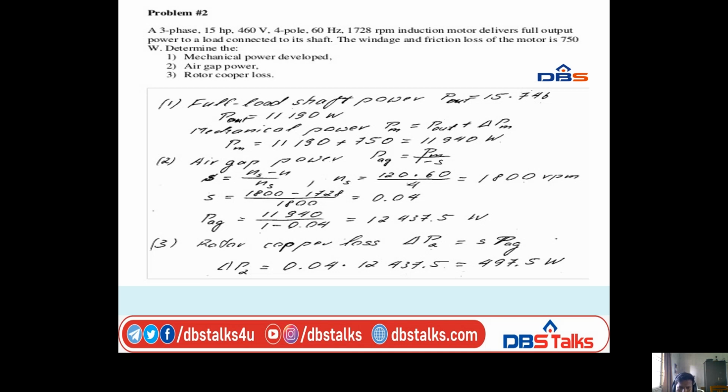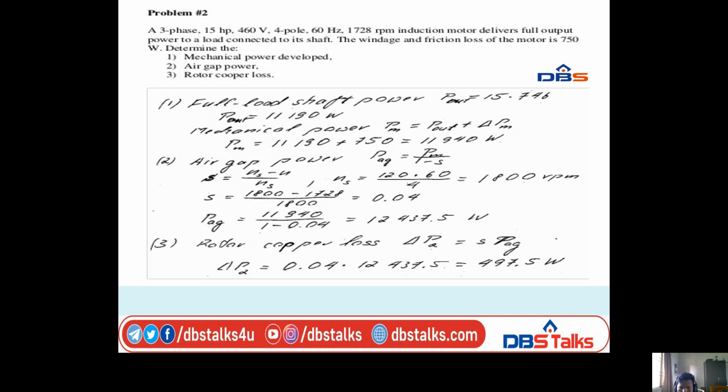A 3-phase 15 HP 460 volts 4 pole 60 Hz 1728 rpm induction motor delivers full output power to load connected to its shaft. The windage and friction losses are 750 watts, that is PML. Determine the mechanical power, air gap power, rotor copper loss. Full load shaft power P out is equal to 15.7446.